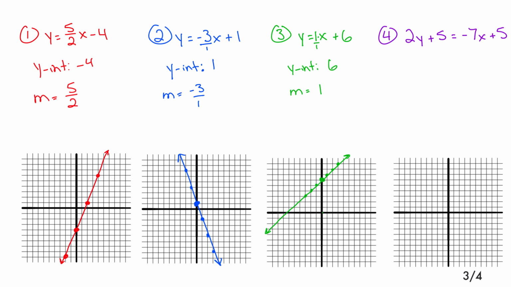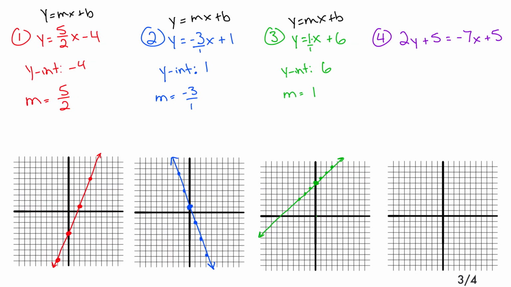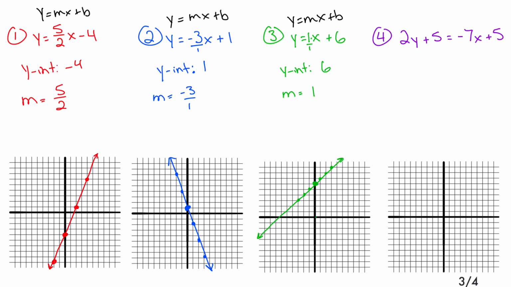for problem number 3. Problem 4 offers its own unique issues because problems 1, 2, and 3 were all written in the format that we like. Y equals mx plus b, y equals mx plus b, y equals mx plus b. However, problem number 4 got a little scooted over. It's not written in y equals mx plus b. It's not written in slope-intercept form.